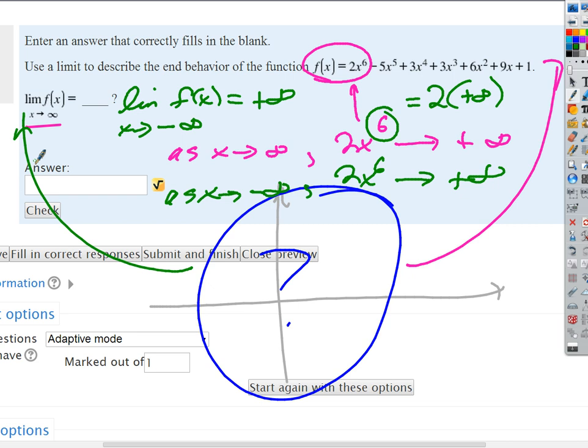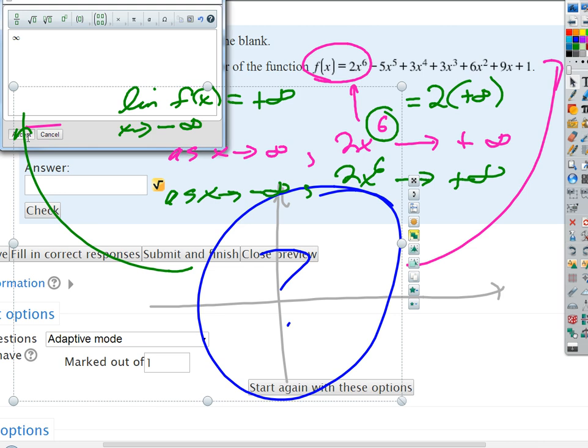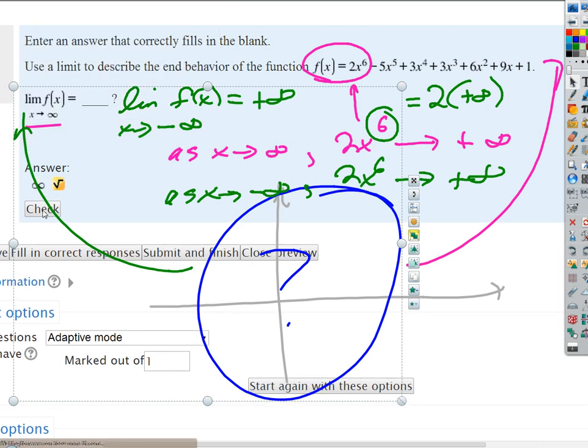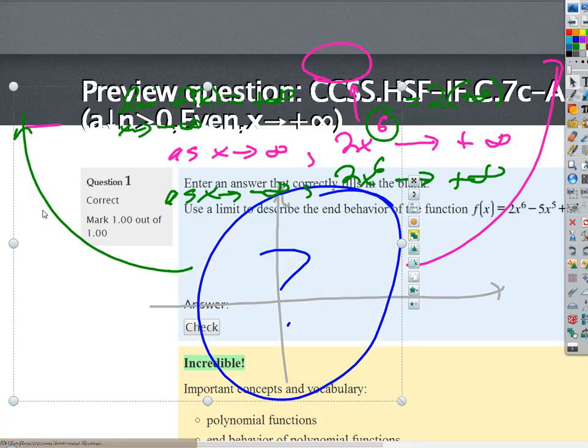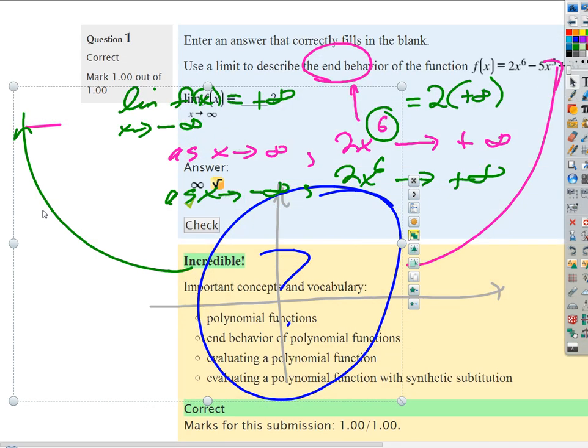So how do you enter that in Moodle? Well, you would just do this. You'd go into this guy right here, and let's see if I think it's on that menu. Yeah, right there. There's infinity, right? So I would just put infinity for this one. And if I need to, I can put a negative sign in front of it too. Okay? Make sense? And those are the only 2 answers you get on these?